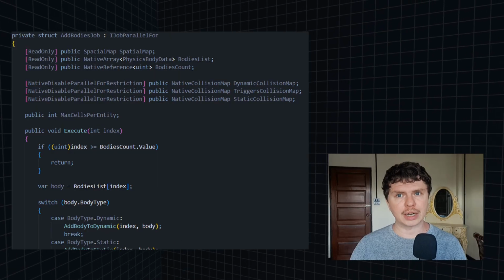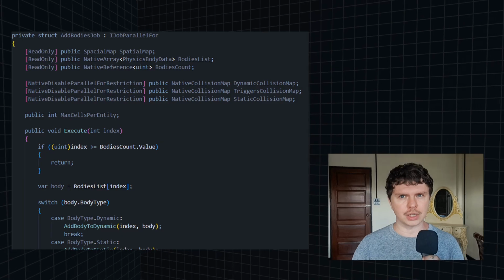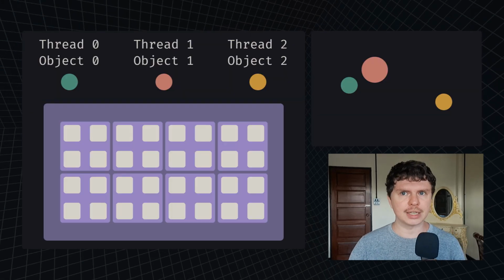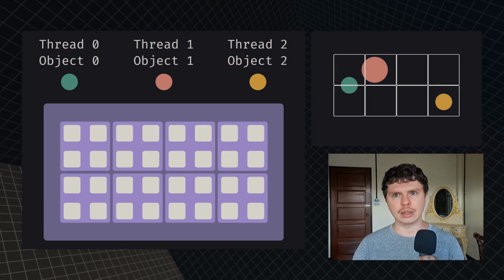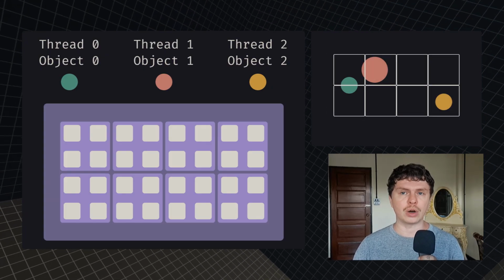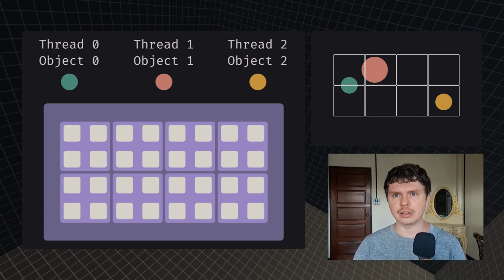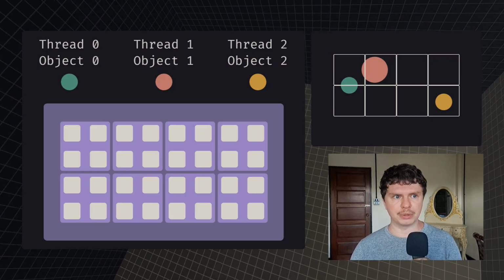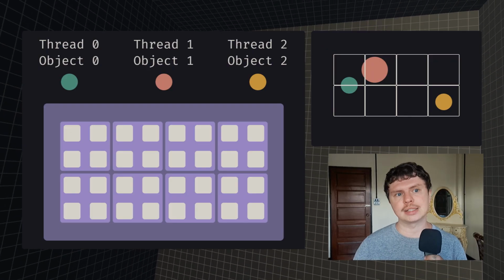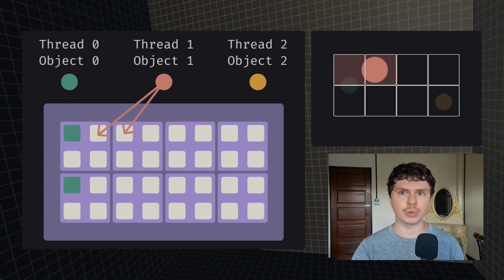After that, we run a parallel job for writing objects into maps. Each job instance takes a single entity and calculates what cells it will occupy based on the object's position, collider size, object scale, and object shape. It then writes the entity's index into the relevant cells.